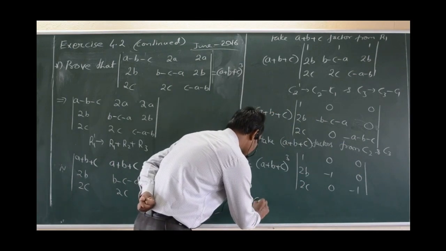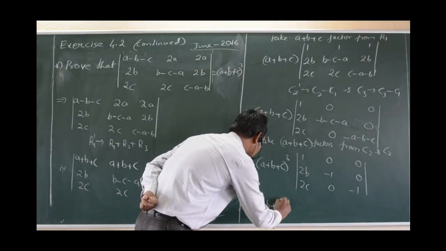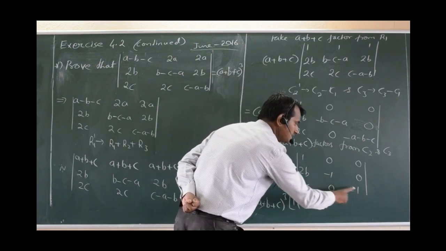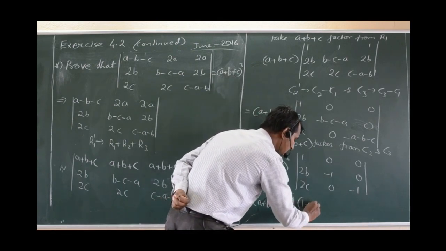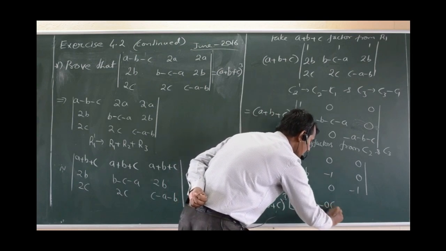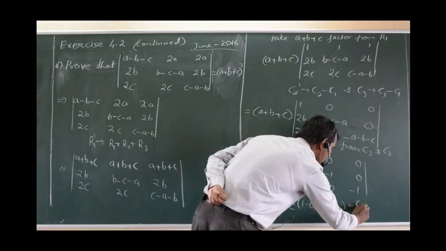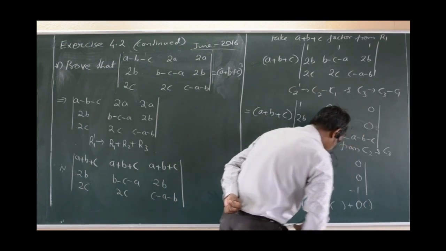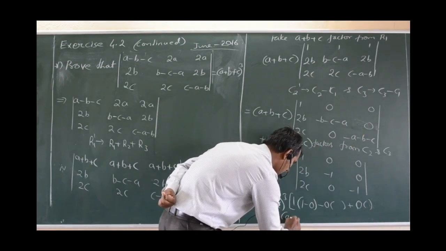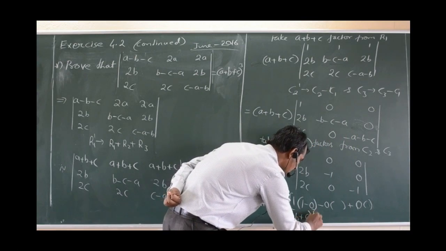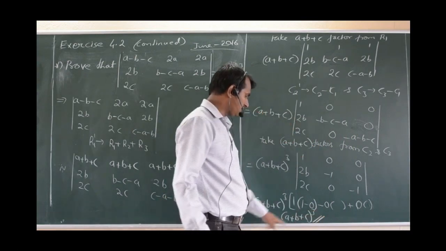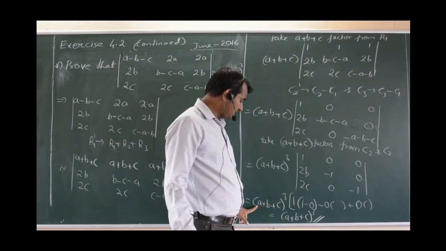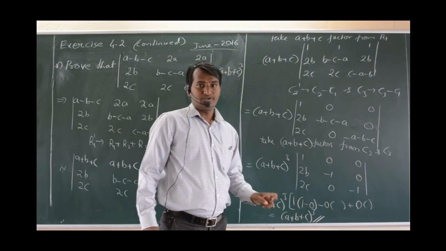What we get here is (a plus b plus c) whole cube into 1 into, what we get, minus 1 into minus 1, that is plus 1, minus 0, then minus 0 into anything plus 0 into anything. What we get at last is the value (a plus b plus c) whole cube. That is the required result, because here 1 minus 0 will be 1, 1 into 1 is the value. That means we get here (a plus b plus c) whole cube.